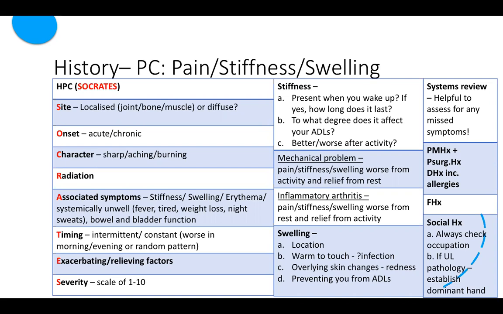And if it's an upper limb pathology, establish which is their dominant hand, right or left, because then you can know how best to support them. And that can also link back to occupation. If the right hand is injured and it's the dominant hand, then you want to ask them what else you can do for them. Okay, so that's just a quick summary of the things you need to focus on when it comes to history.